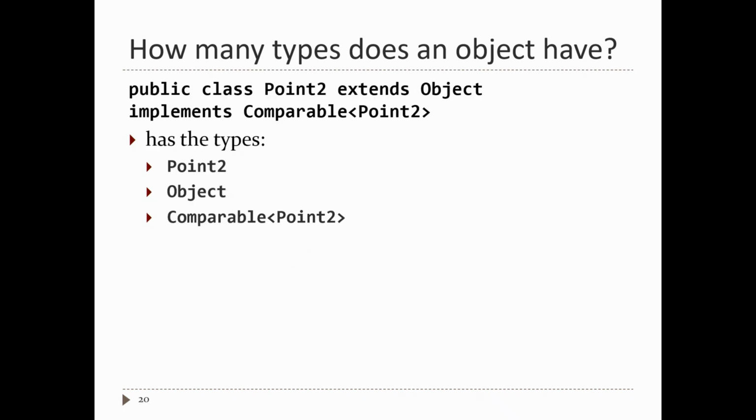So here's Point2, our most recent version. Point2 extends Object even though we never said it did, and it also implements Comparable. So the types of Point2 are Point2, its superclasses, or all of its ancestor classes, so that's Object, and all of its interfaces, so Comparable. So every Point2 object actually has 3 types.